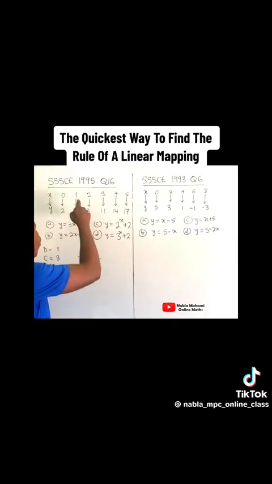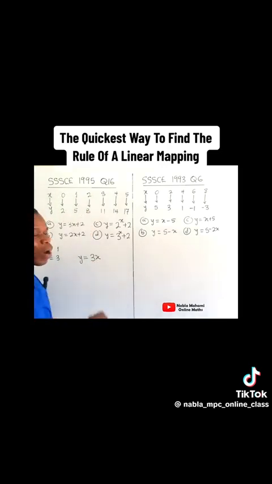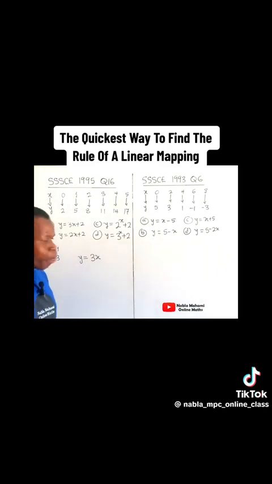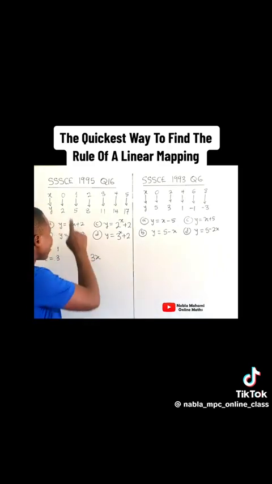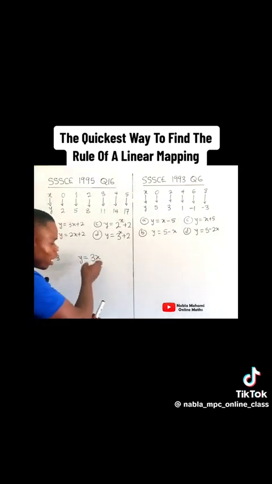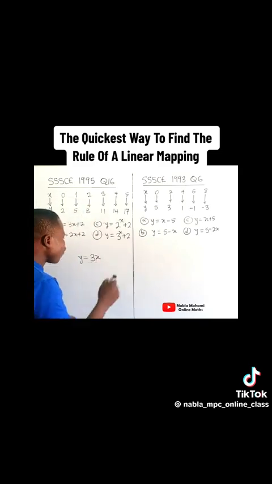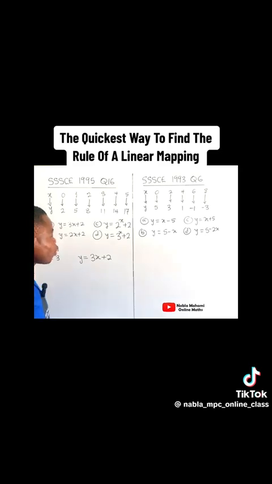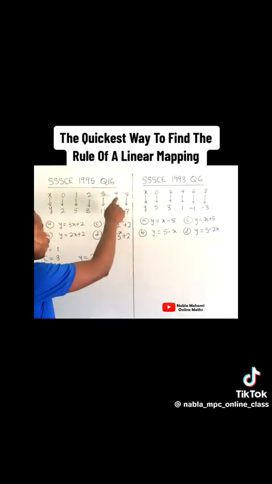So if I decide to pick 1 and put it there, 3 times 1 is 3. But below 1, what is there? 5. But this one is giving me 3 if I substitute 1. So what I'll do is consider what value I will add or subtract from the value that I'm getting before I can get the value below. So if I put 1 and I'm multiplying by 3, it's 3, then it means I have to add 2 to this one so that this one will give me 5. So this is the rule for the mapping for this particular question. You can test and see if I decide to pick 4.